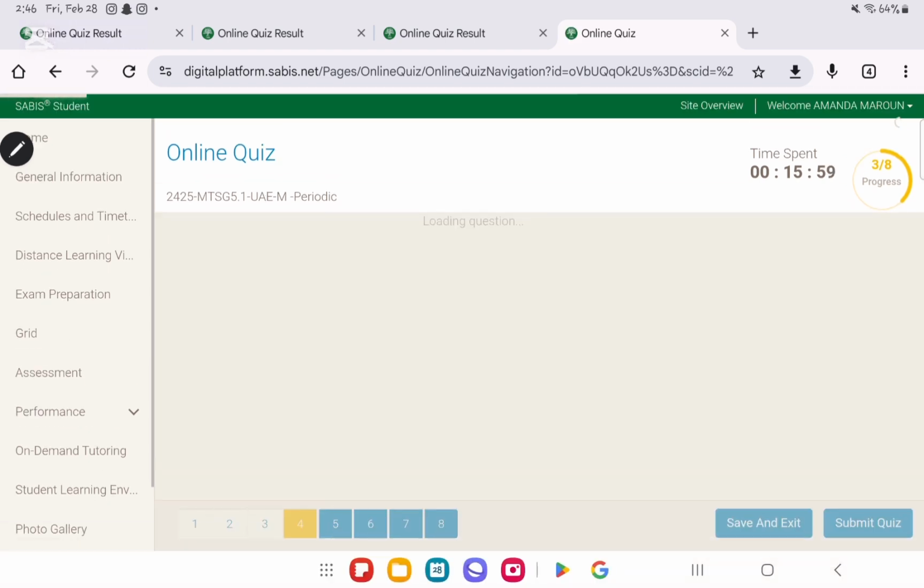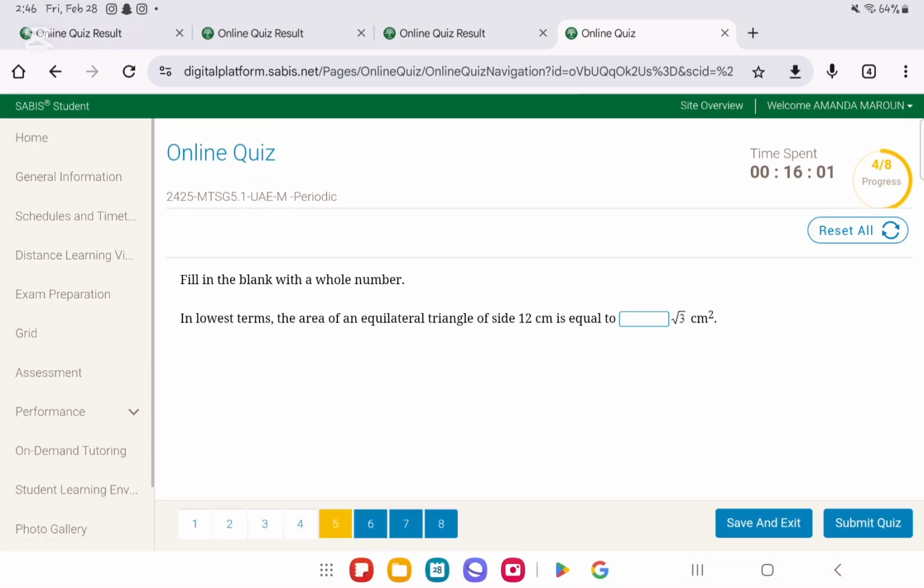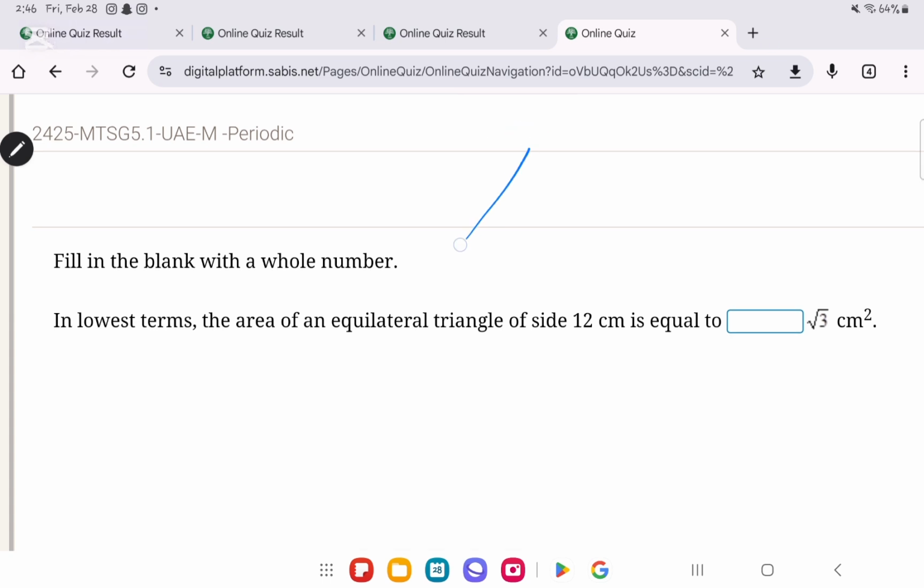Okay, we move on to question number 5. Here again, they told us, what is the area of an equilateral triangle of side 12 centimeters? Again, equilateral triangle. All sides are equal, 12, 12, 12. All angles are 60. Okay? Now they need the area.